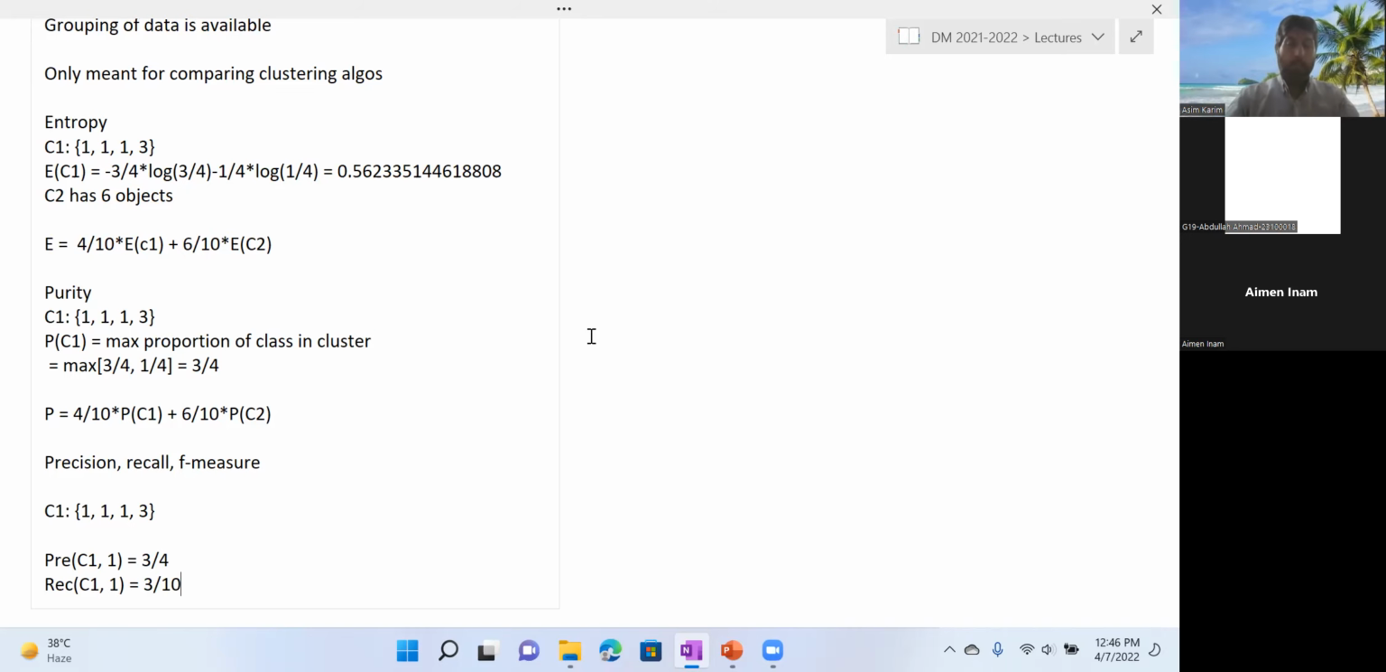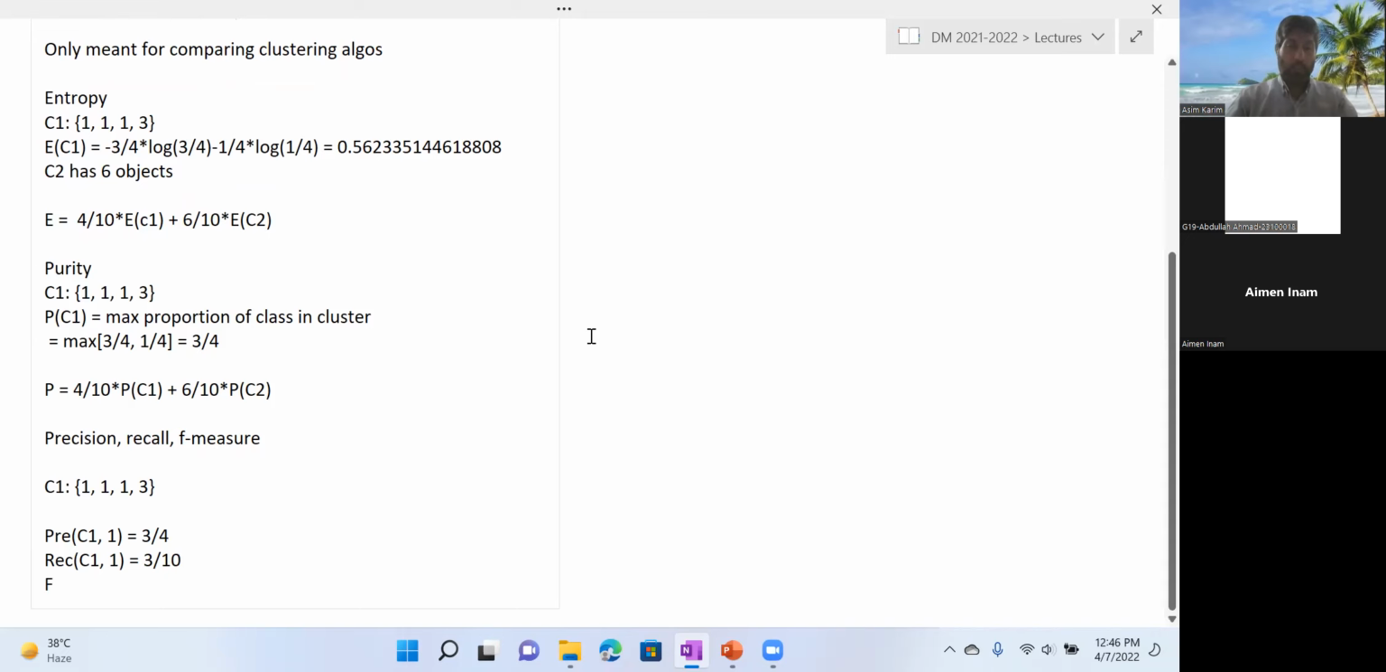Okay. And of course, the F-measure would be the harmonic mean of the two. It's basically equal to 2 times precision times recall divided by precision plus recall. Okay, so this is the harmonic mean between those two values. And note that we are computing this for one class, not for all the classes. There might be multiple classes, and we are computing it for one cluster.